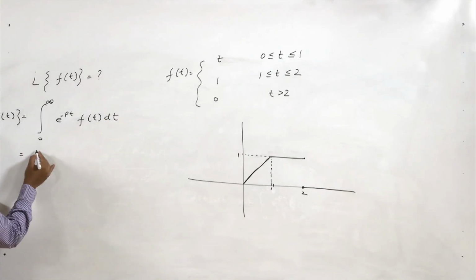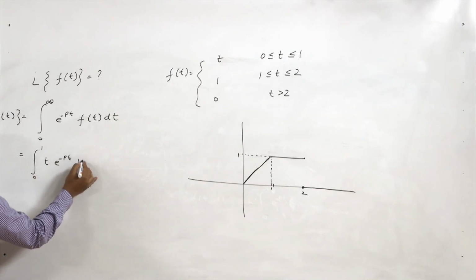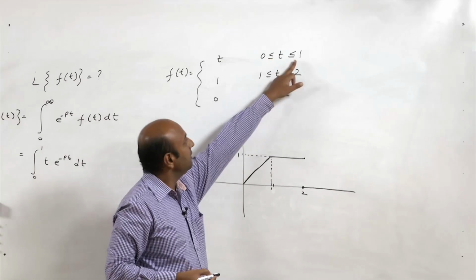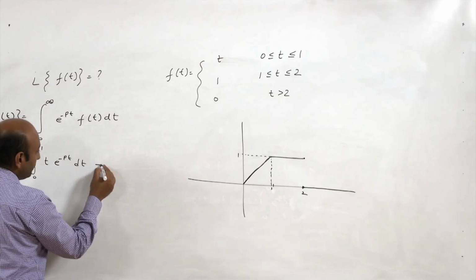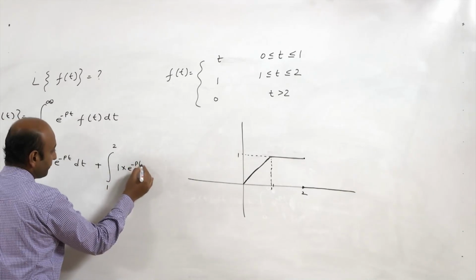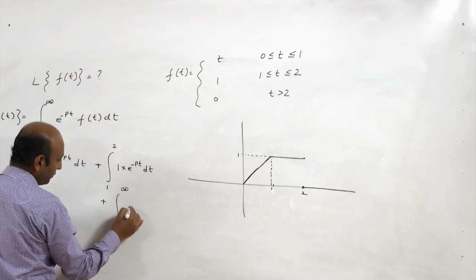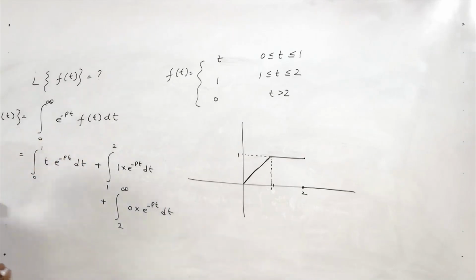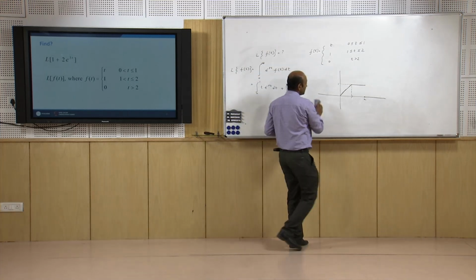So it is nothing but from 0 to 1 it is t into e to the power minus pt, because from 0 to 1 f(t) is t, it is in the definition. And from 1 to 2, f(t) is 1 into e to the power minus pt, and from 2 to infinity it is 0. So what will be the Laplace transform of this function f(t)?